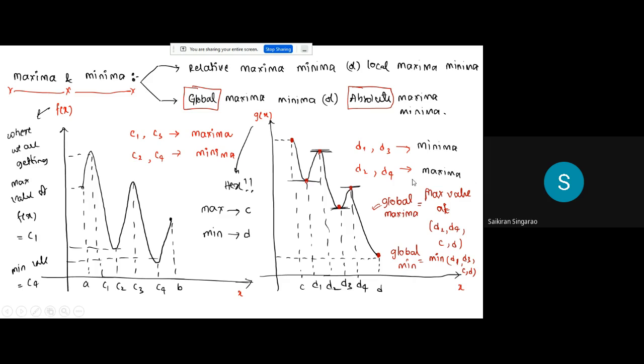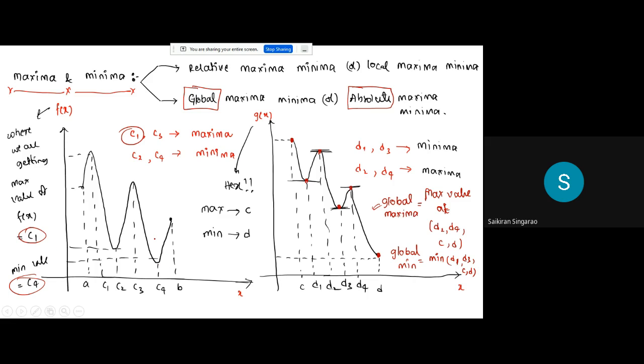In among all these things, whichever is maximum, that will be the global maxima. Among all the minimum values and extreme values, whichever is minimum, that will be global minima. What is global maxima here? It is happening at a local maxima only. Here global maxima is happening at a local maxima. Here global minima is happening at a local minima, right?